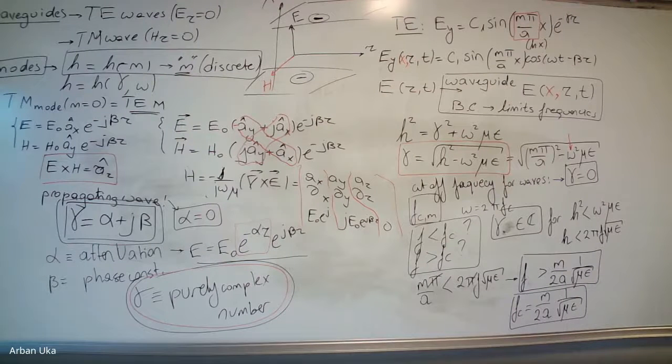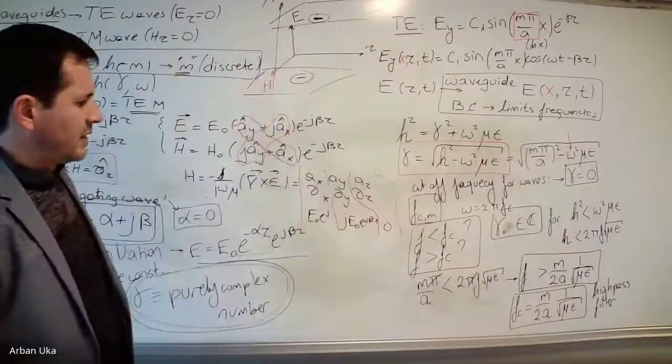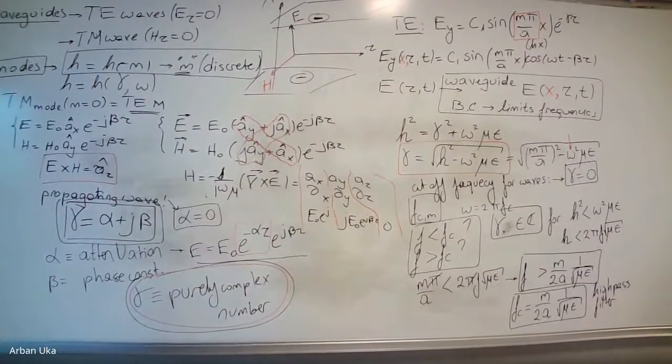So it looks like a waveguide serves like a high-pass filter, okay? This is like a high-pass filter, because it can allow only frequencies which are higher than the cutoff frequency. So this is the essential logic which can be used for the waveguides and the cutoff frequency. Do you have any question for what we did so far?